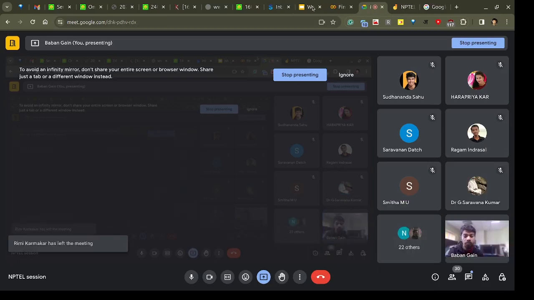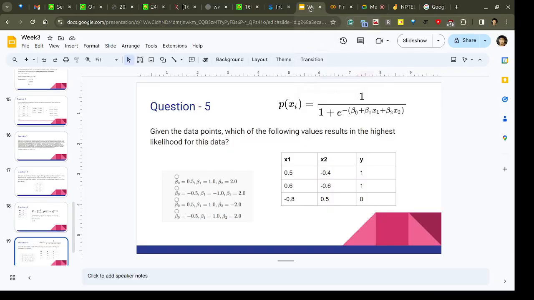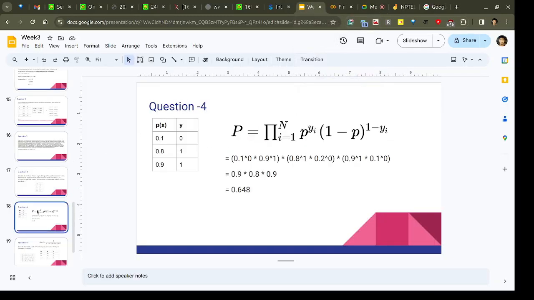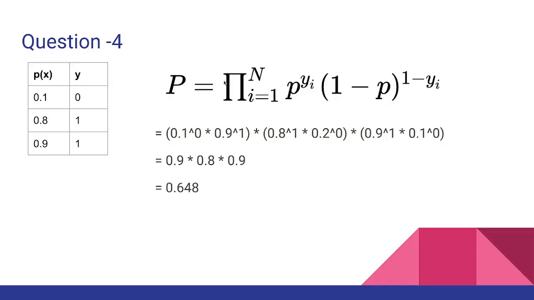Sir, explain the likelihood function. Okay, the likelihood function is given here. Basically we take the product of all the data points. All the data points means here i equal to 1 to n. So this is i equal to 1, i equal to 2, i equal to 3. We iterate through all the data points, and we take the product of what? P to the power yi. What is p here? In case of the first point, p is 0.1. This is basically the prediction from the model, and y is the label.